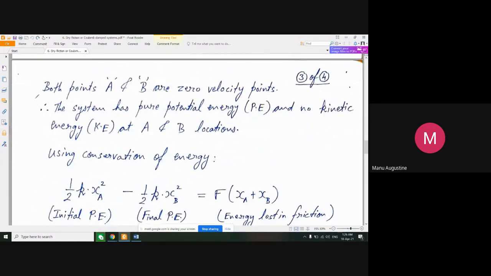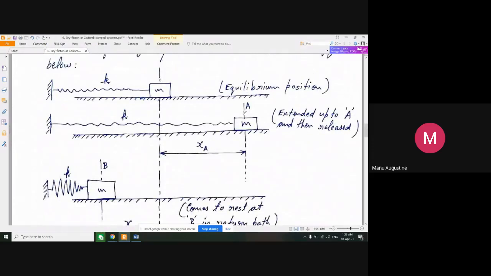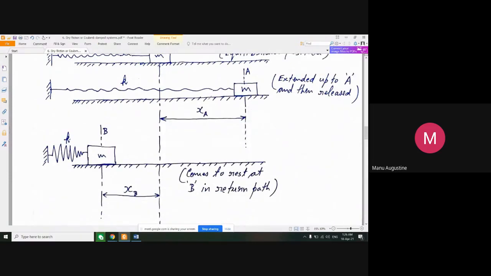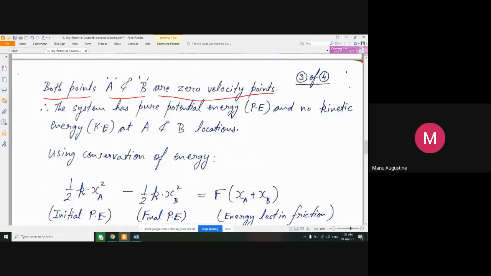Now let us read on. Both points A and B are zero velocity points. साफ सी बात है, A पॉइंट पे खींच के पकड़ रखा था, यहां से छोड़ा इसको, तो यहां पर भी वेलोसिटी जीरो थी। स्लाइड करता करता एनर्जी लूज करता करता B पॉइंट तक गया और B पॉइंट पे जाकर के फिर रुका। तो B पॉइंट भी ऐसा पॉइंट है जहां वेलोसिटी जीरो है। So at both the points A and B there is no kinetic energy for the mass. इसी चीज को अपन टैकल करेंगे and we are going to apply energy theorem and conservation of energy. The system has pure potential energy and no kinetic energy at A and B locations.